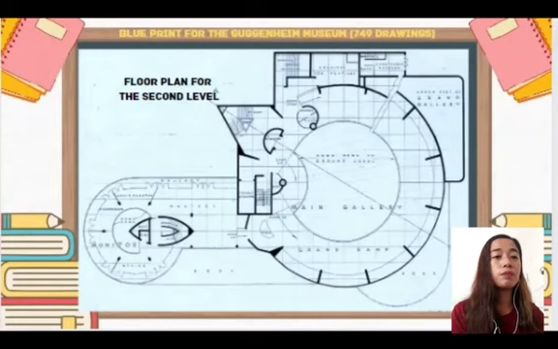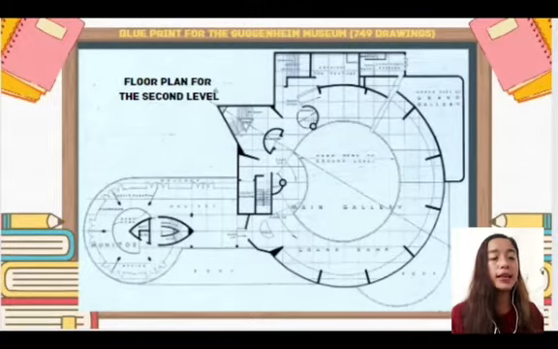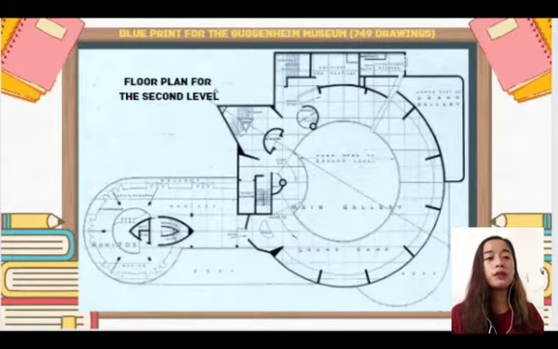Next slide is the blueprint for the Guggenheim Museum, 749 drawings. Floor plan for the second level. This drawing illustrates the relationship between the two ramps in plan. Overlapping circles. The intersection of pure forms was archetypal of Wright's design process. The annotation of the drawing revealed the quick ramp was designed to be twice as steep as the grand ramp.